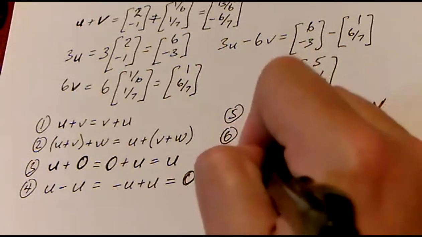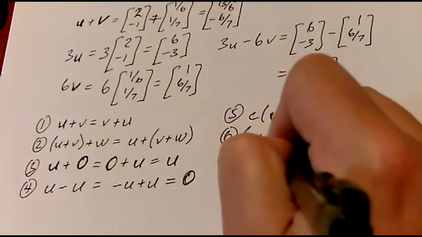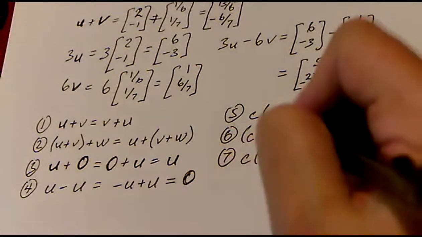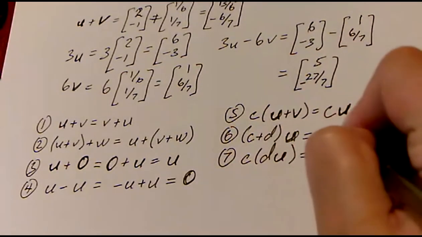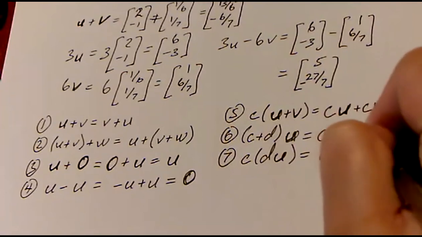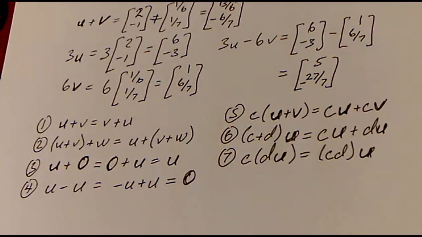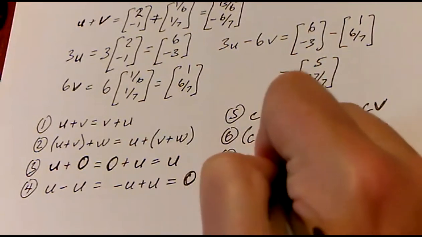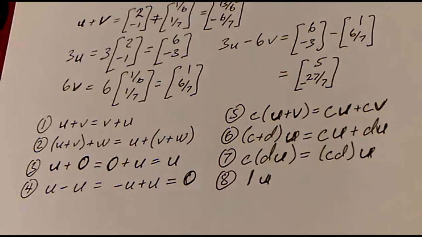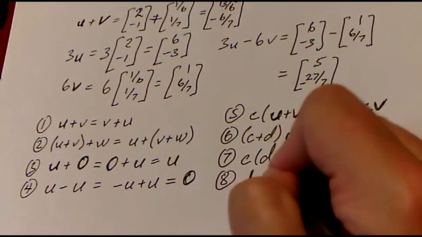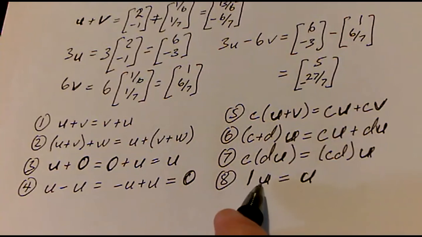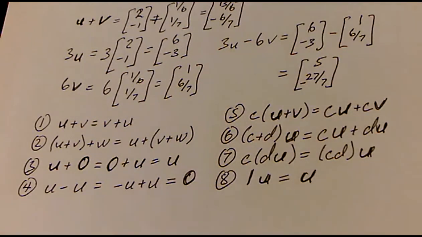And then associativity for scalars, it doesn't matter what order I do the scalars in, whether I do d times u first and then multiply by c, or whether I multiply the scalars c and d and then multiply that result by u. Either way works. And then we also have a multiplicative identity. We have a one scalar, 1 times u is equal to u. Okay, so 1 here is a scalar, u is a vector. Okay, and those are our properties for vectors.